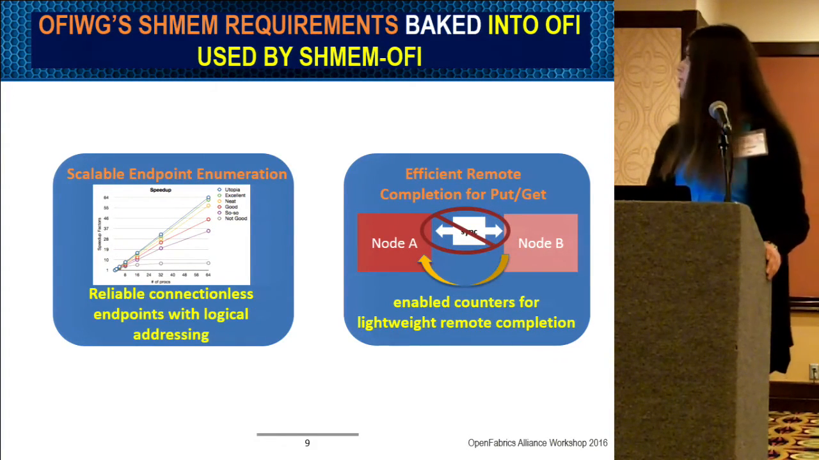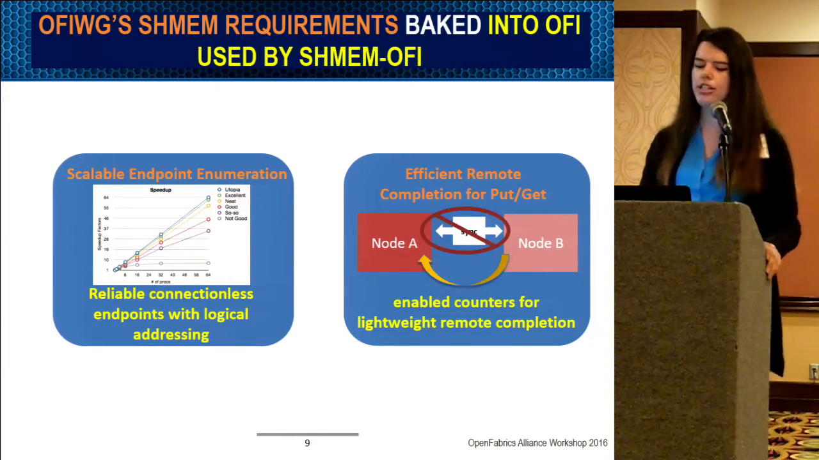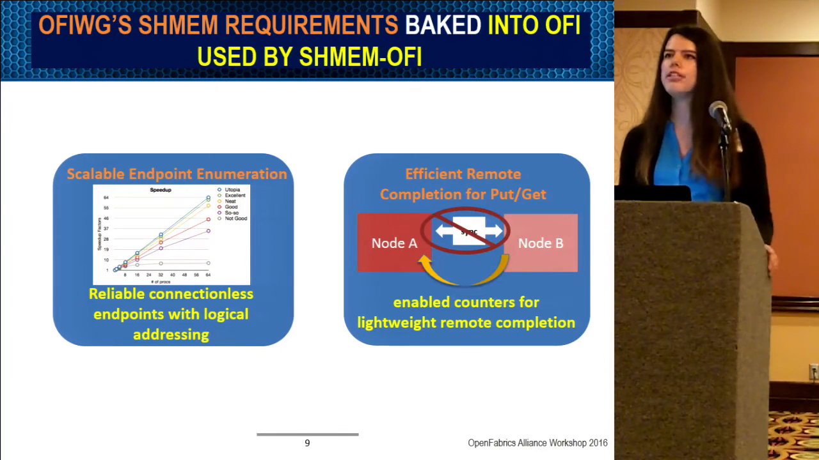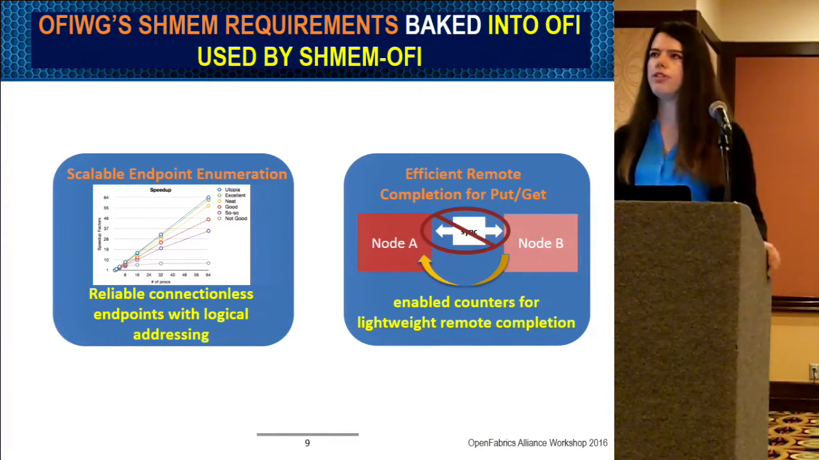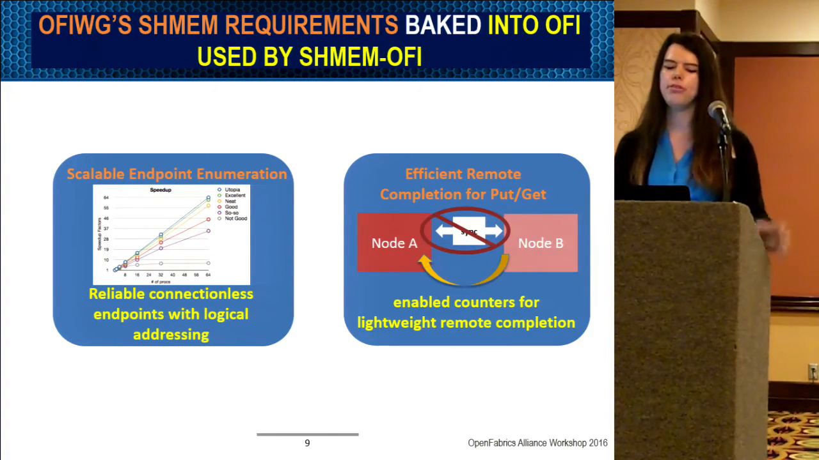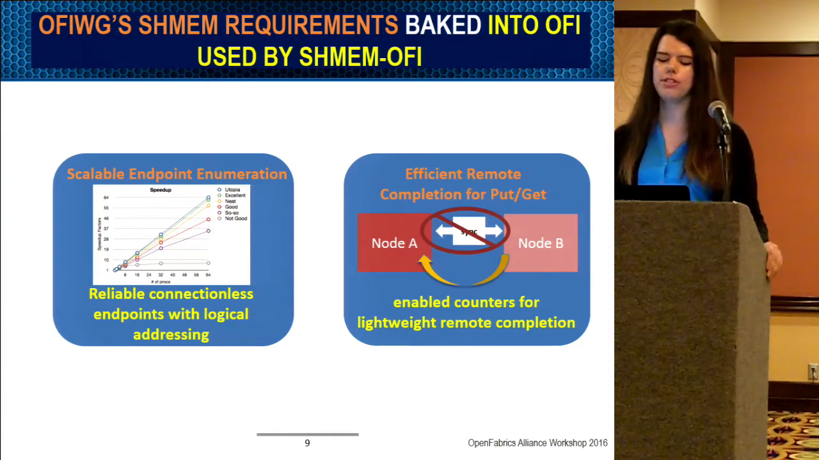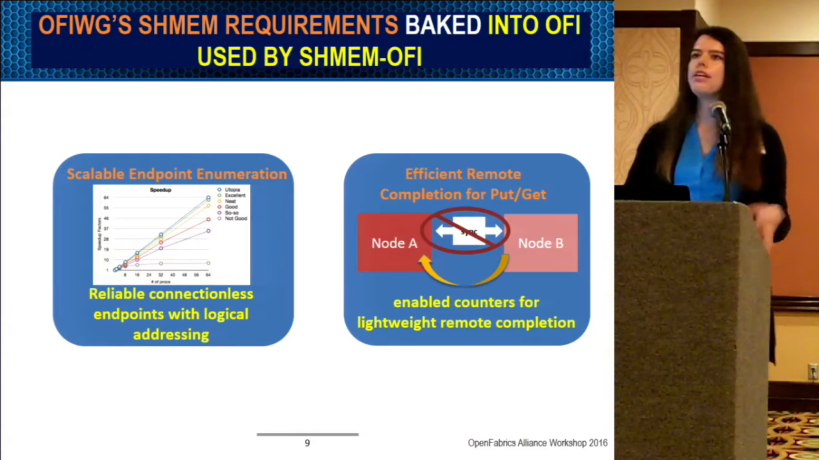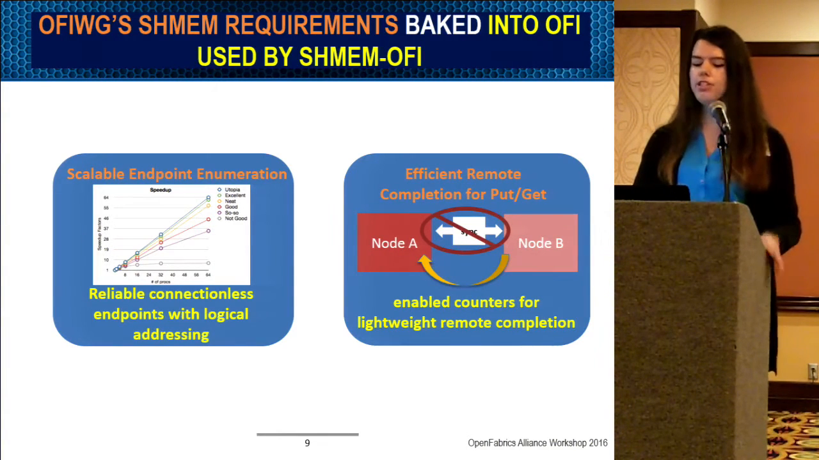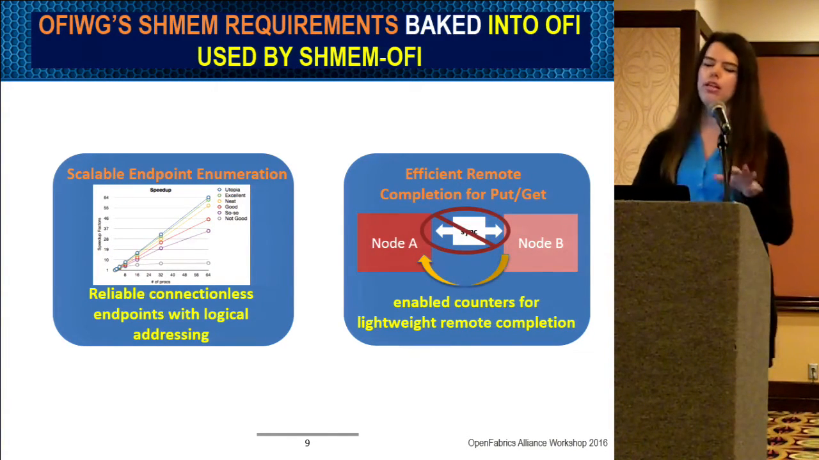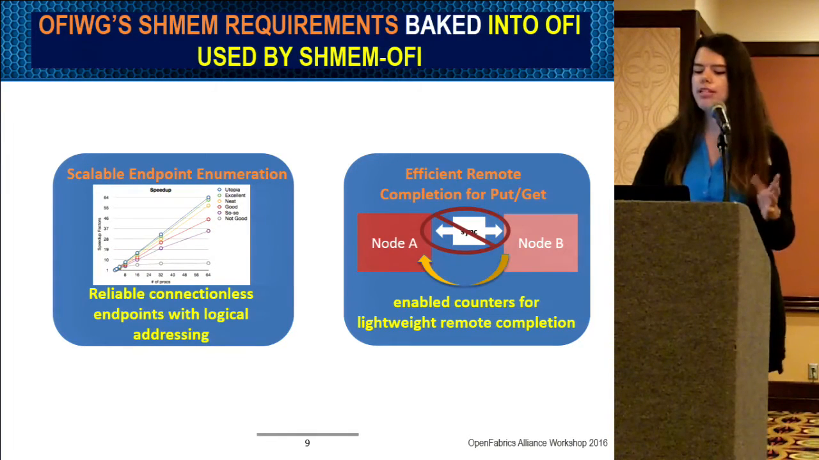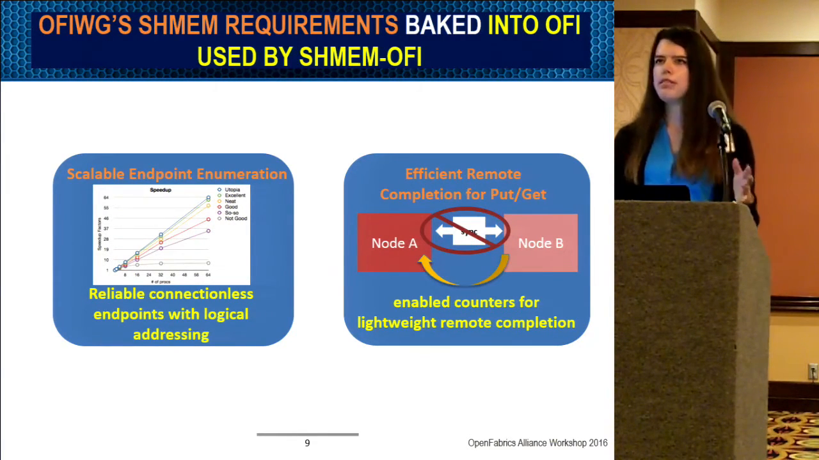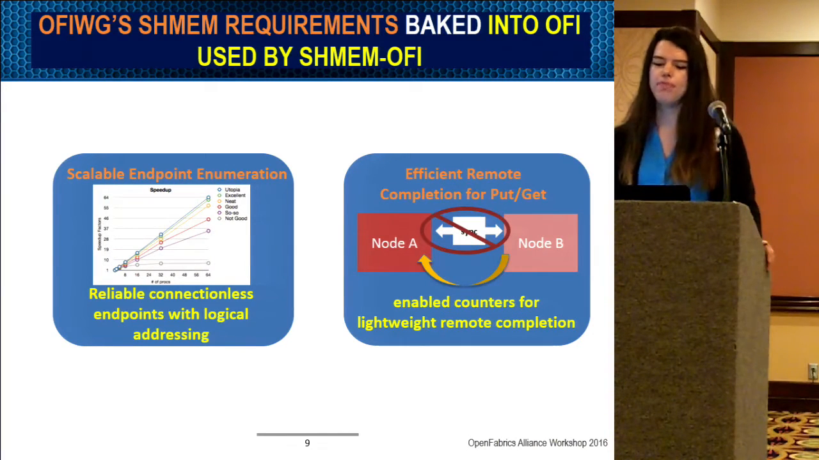And the first of which is the scalable endpoint enumeration. So we've talked about in a lot of these talks, we care about reliability between communication with our endpoints, but we also want them to be connected in a way that can be scalable. And so this gives way to the reliable connectionless endpoints that are in LibFabric. Additionally, with SHMEM, it sees the different processing elements as ranks that are enumerated with integers, and so logical addressing is a great semantic match to this requirement for SHMEM.